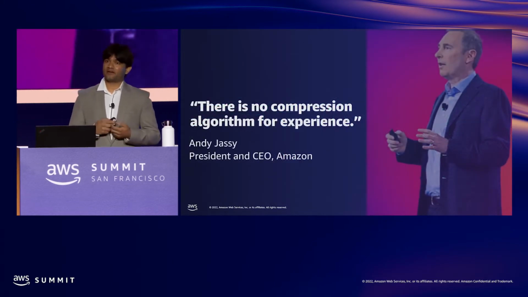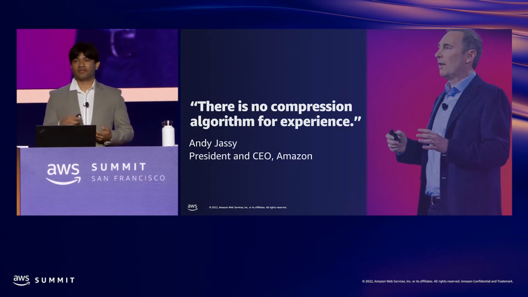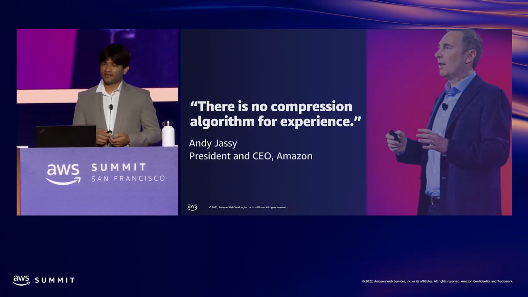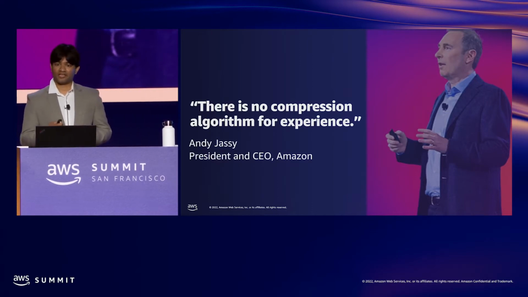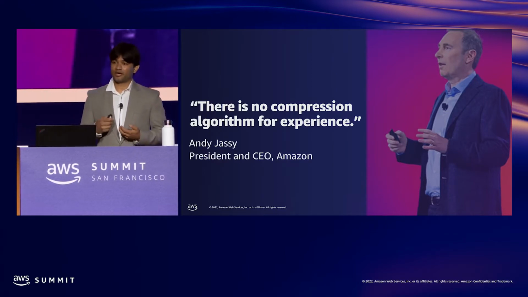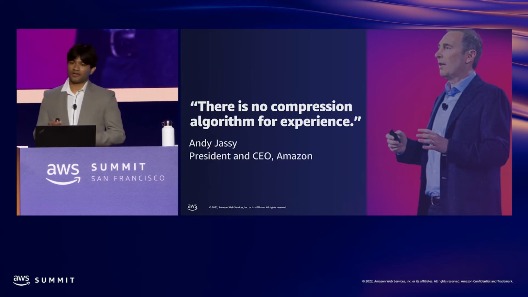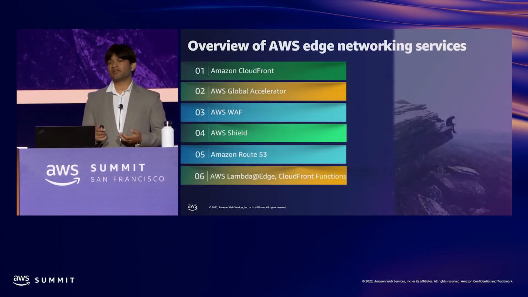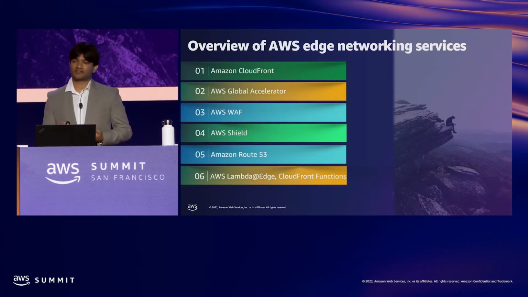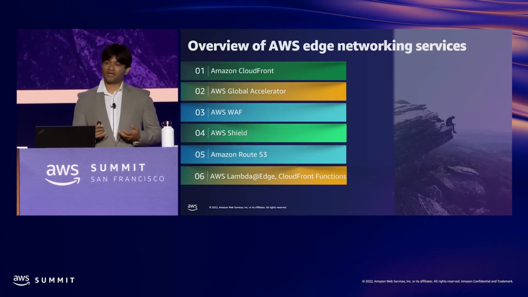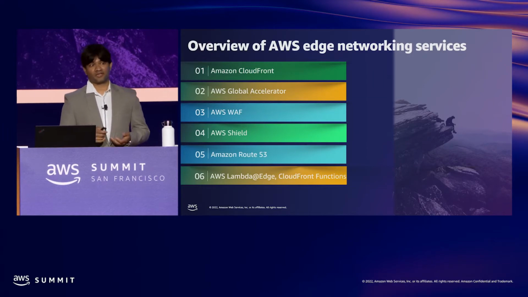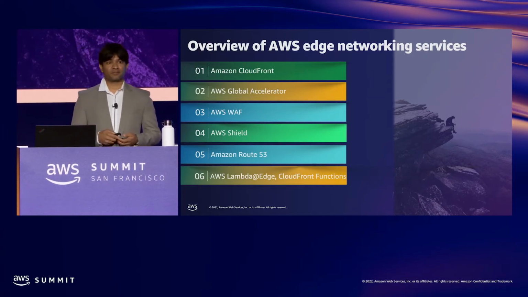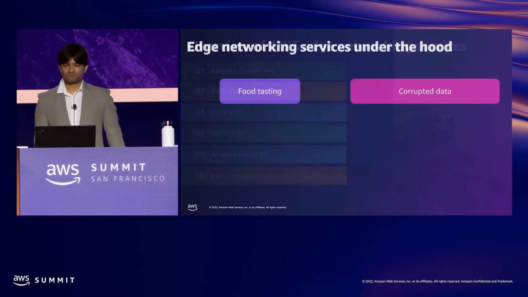AWS has unmatched experience, maturity, reliability, security, and performance. As our CEO says, there is no compression algorithm for experience, because you cannot learn certain lessons until you get to different milestones in scale. We've been building our network for more than 15 years, and we've used that experience to make our services resilient, specifically the Edge services I'm going to talk about today. I'll share some of the principles that we leverage to do so.